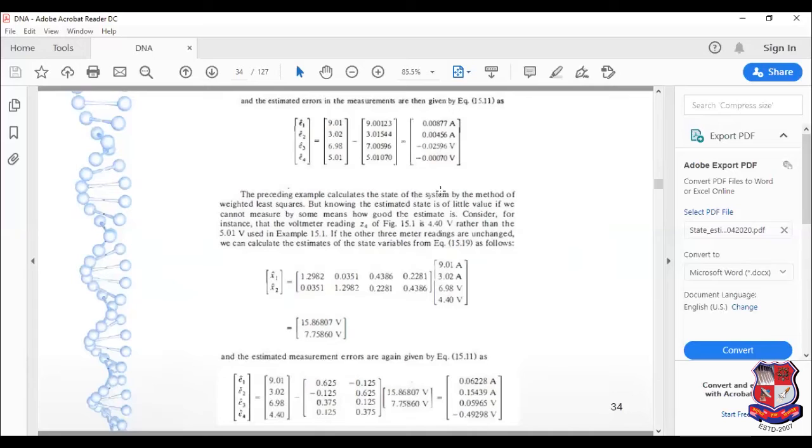Now suppose what I am doing, that over here I am putting Z4 equal to 4.4. Previously it was 5.1. If I alter this value and once again make the calculation, then the values for x1 and x2 are 15.86 and 7.7, which is not the same as the previous case.